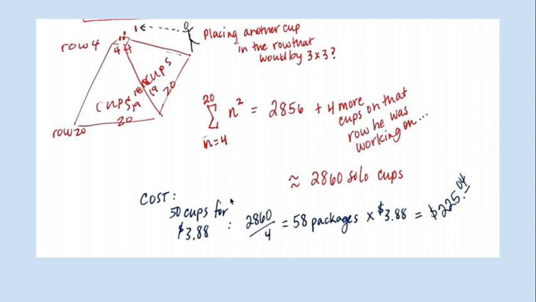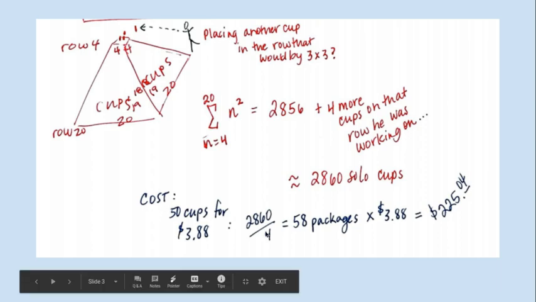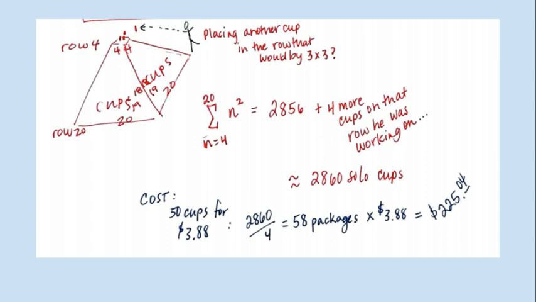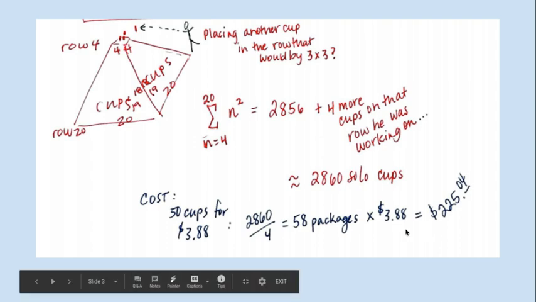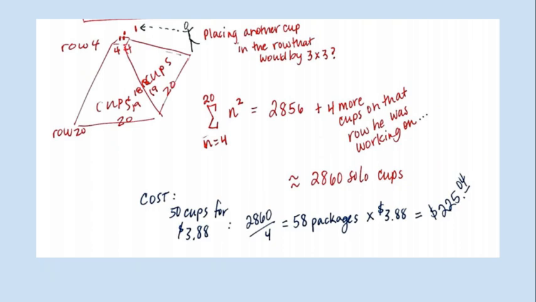So, then if I know that I can buy 50 cups for $3.88 at Walmart, how many packages of 50 do I need? Well, 2,860 divided by 50 came out to be 57.2. I can't buy 0.2 of a package of solo cups, so I rounded up to 58. 58 times $3.88. That was a $225.04 experiment, or waste of plastic, if you ask me.